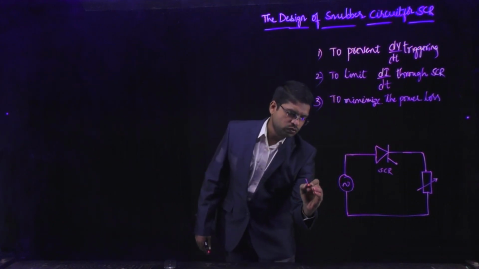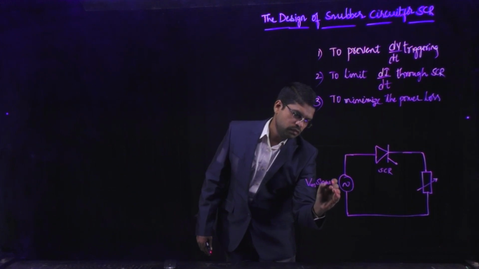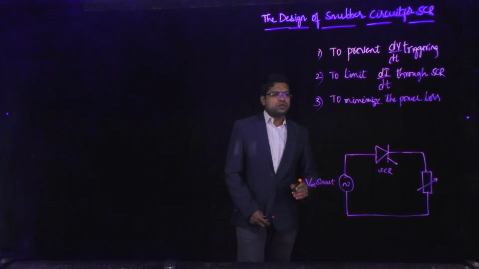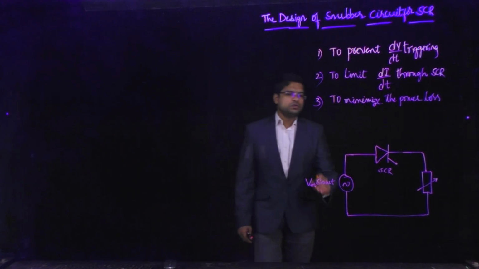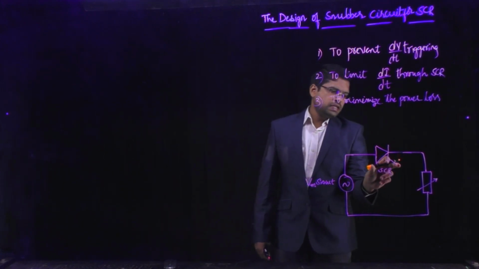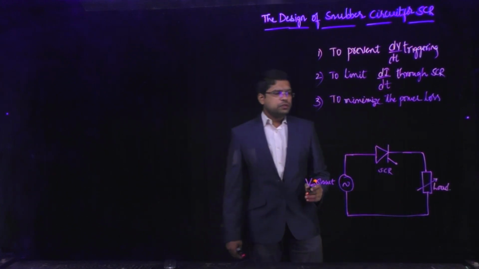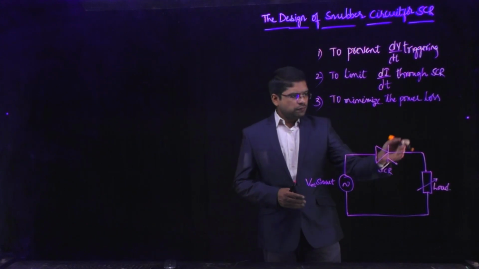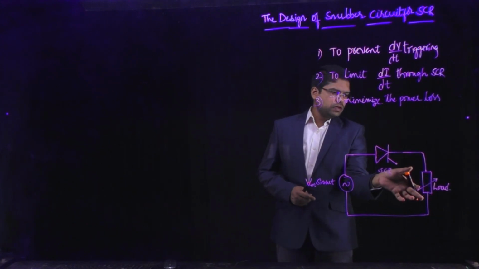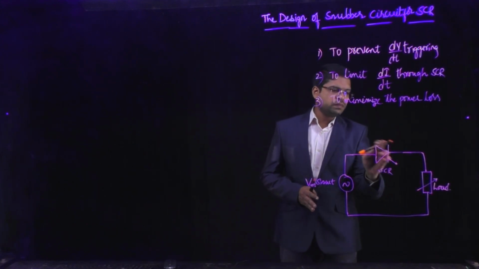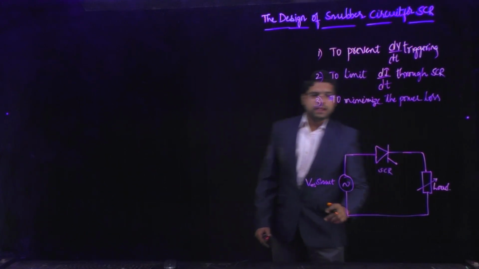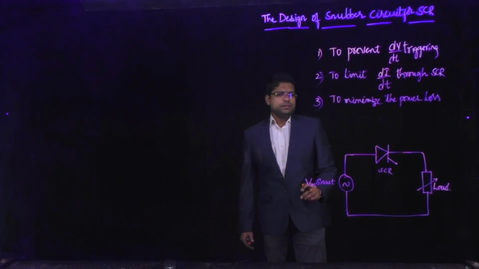This is the source, considered to be a sinusoidal input voltage, Vm sin omega t, and there is an SCR, and this is the load. Here the current flowing through the load and the voltage applied across the load is controlled by this switch called SCR. Okay, so now let us see.